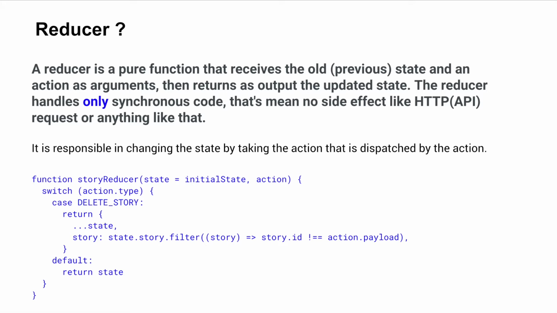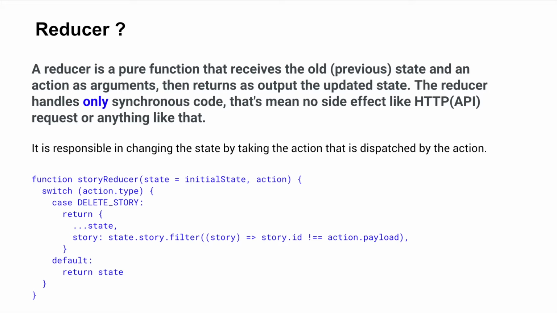The reducer handles only synchronous code. So you may be wondering what happens when we want to call asynchronous code. We'll get into that. For that, we need Redux-thunk. By default, Redux doesn't provide us with asynchronous actions. So for that we need Redux-thunk. That means no side effects like HTTP or API requests or anything like that.